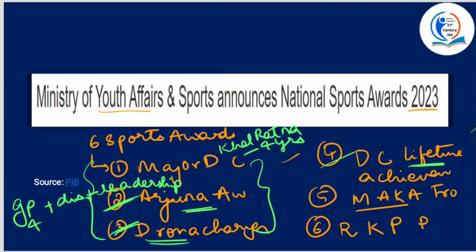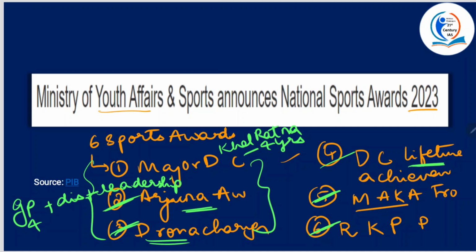Now, we'll come to Maulana Abul Kalam Azad Trophy. This is given to overall top performing universities in inter-university tournaments. So this is the fifth one. And the sixth one is Rashtriya Khel Protsahan Puraskar. It is given to organizations, both public and private, and to individuals for playing a visible role in the area of sports promotion and development.